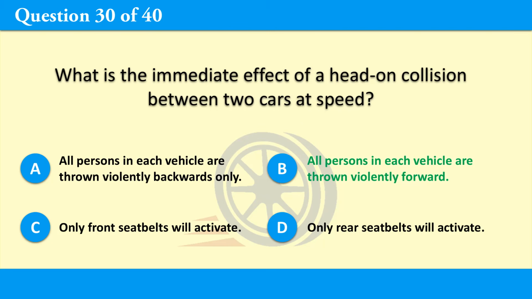Correct answer, B. All persons in each vehicle are thrown violently forward. Explanation: in a head-on collision, passengers in both vehicles are propelled forwards, and if they are not wearing seat belts, they may go through the windscreen. It is the driver's responsibility to ensure that all passengers under the age of 17 wear seatbelts. Older passengers are themselves responsible for wearing seatbelts.